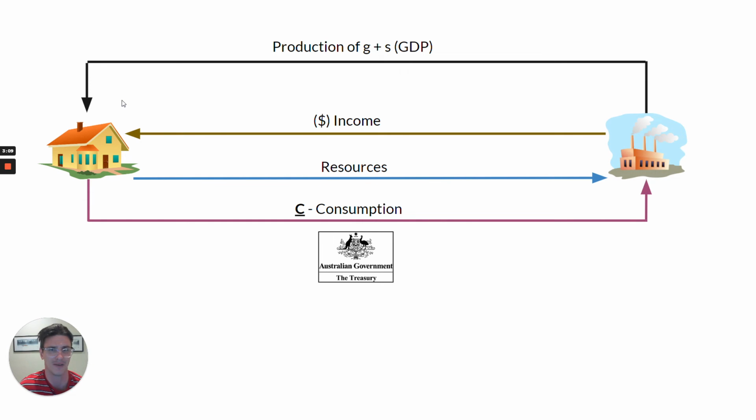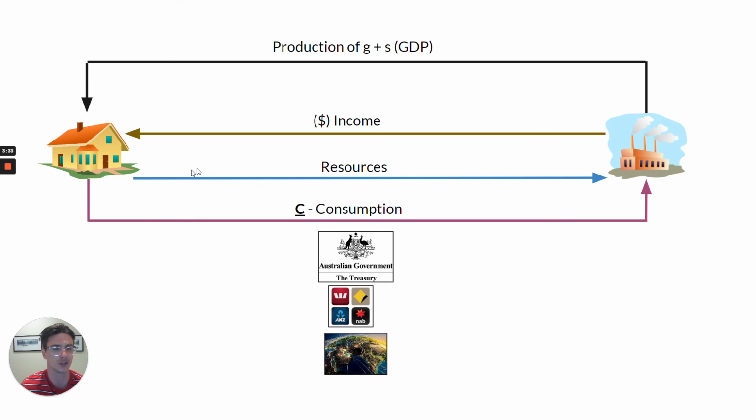The first is the government sector. Governments spend money into the business sector, and they also tax the household sector. We have the financial sector, which is really just the banks in Australia. I've got Westpac, Commonwealth, ANZ, but it's many more than that. And finally, we have the external sector, which is about buying and selling stuff overseas.